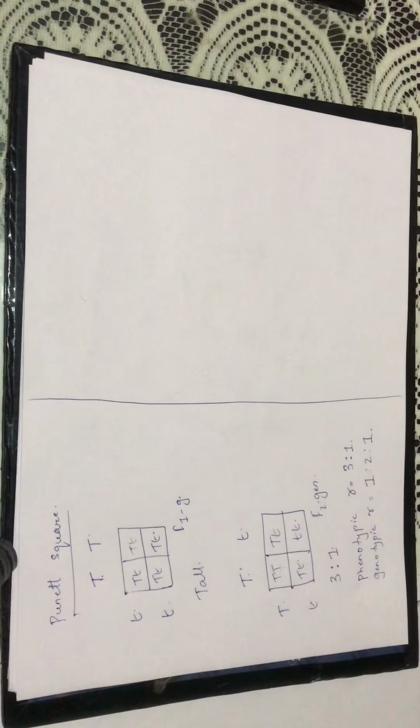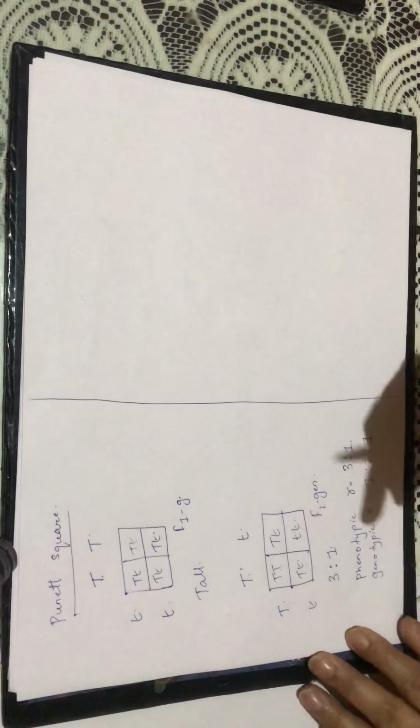Now monohybrid cross means only one character is taken into consideration. He observed only one character, he focused on only one character of the pea plant, that was height. That's why it is called a monohybrid cross. A single character is taken into consideration.